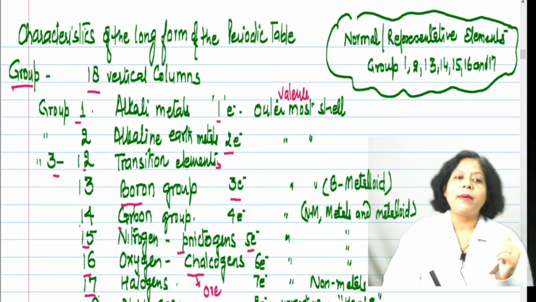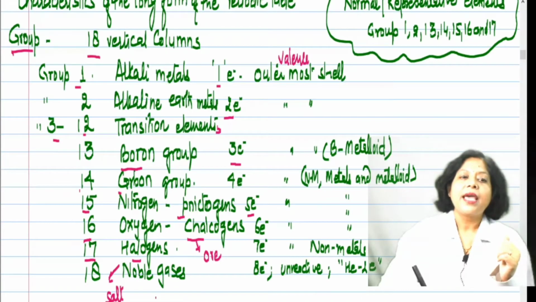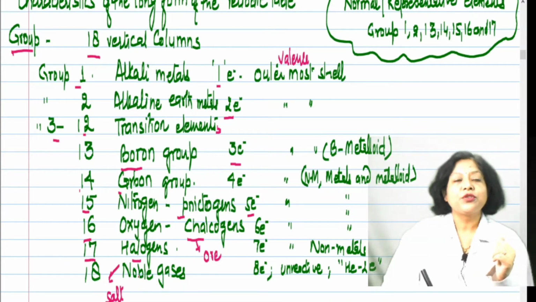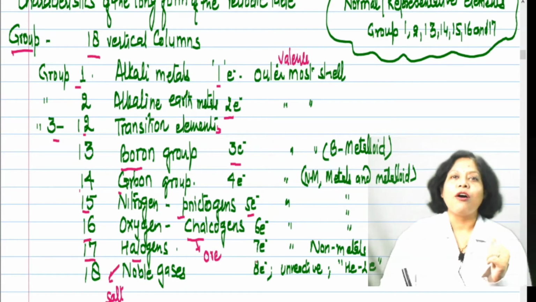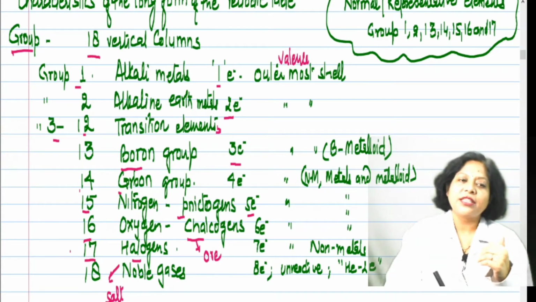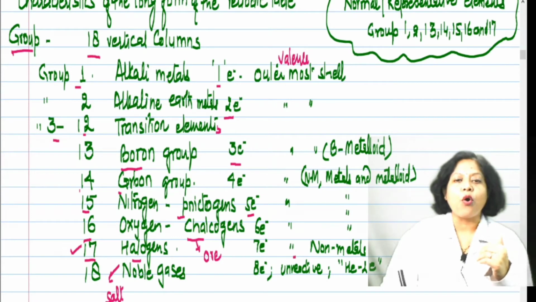Then we talk about group 17. Group 17 is known as halogens. Halo means salt forming. So these are salt forming groups. And it has 7 electrons in the outermost shell, or we call this 7 valence electrons. Now children, this is the only group where all the members are non-metal.